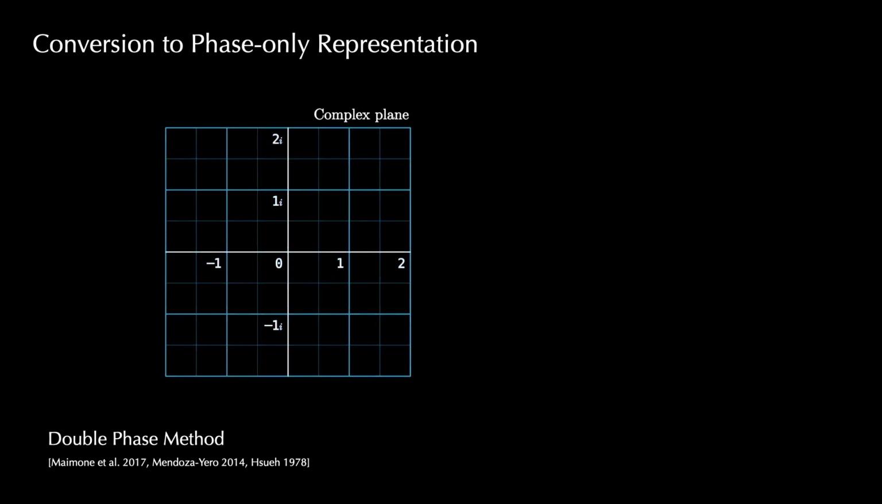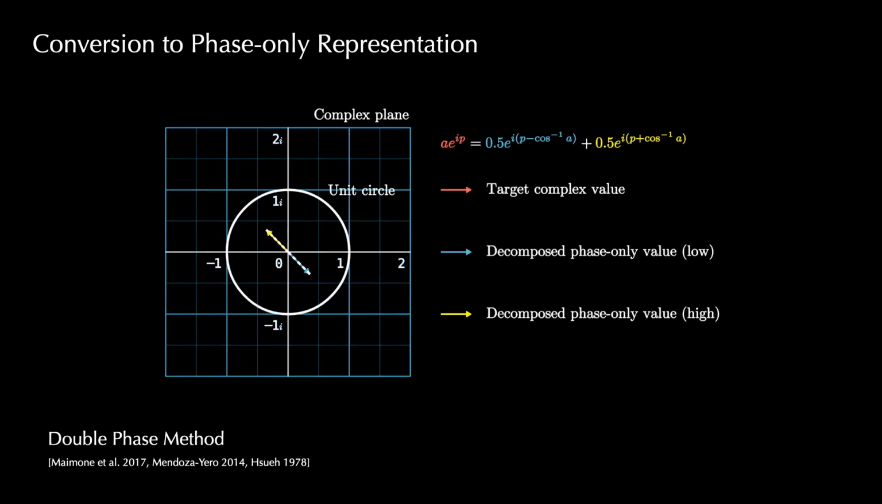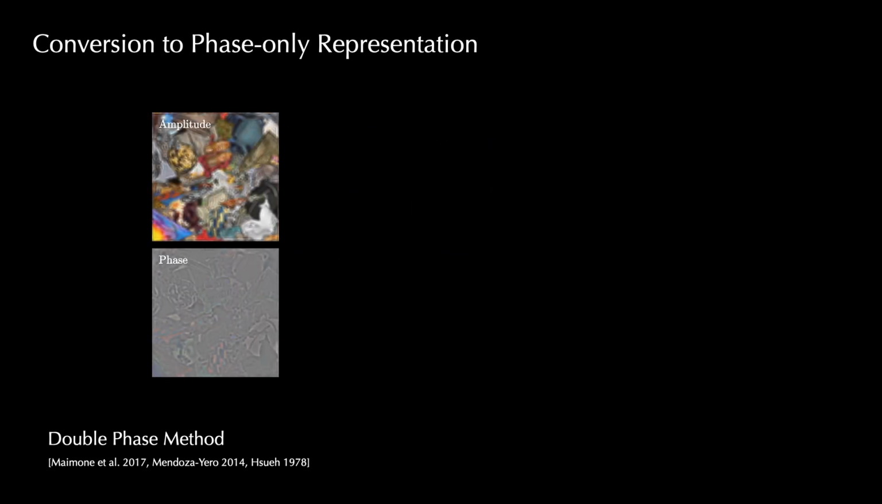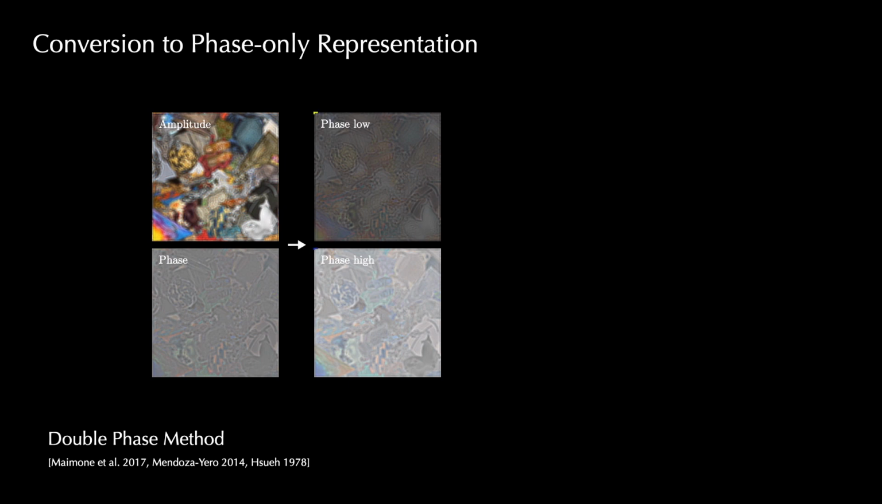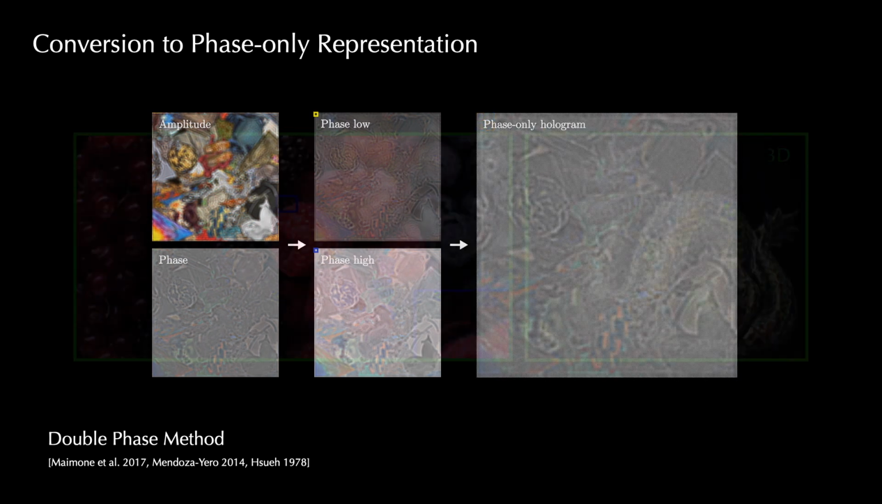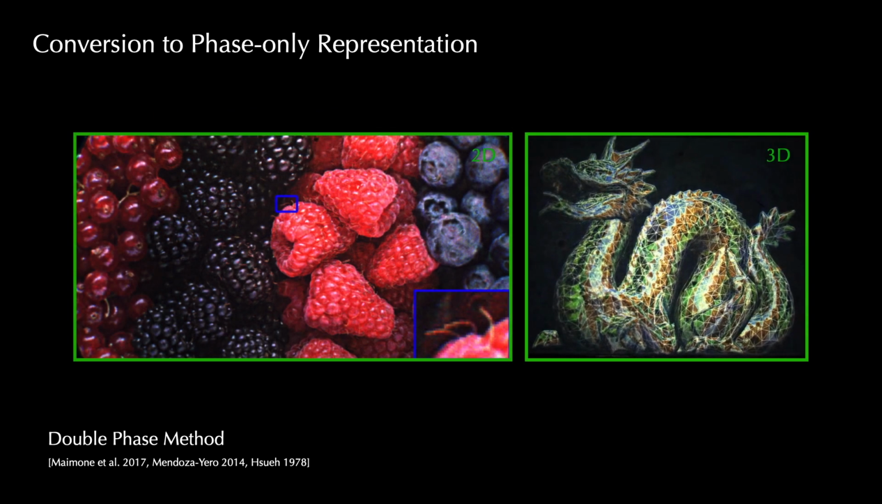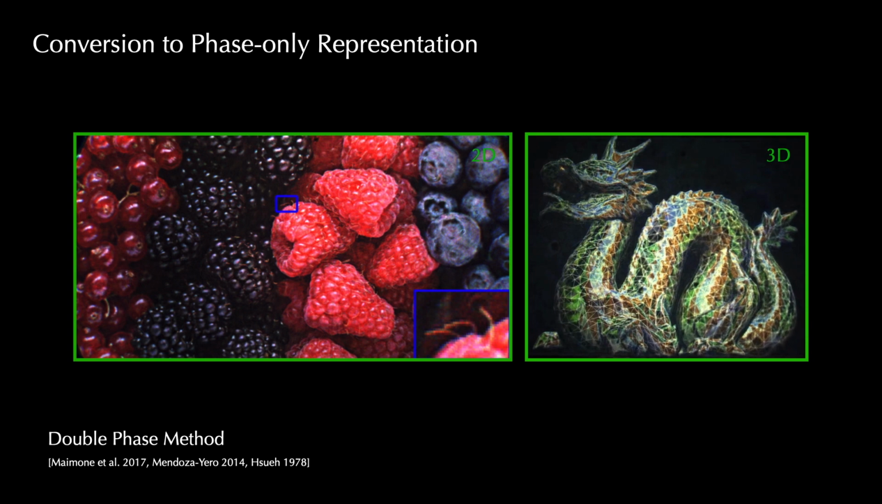Direct methods such as double phase encoding rely on the observation that any normalized complex value can be represented as the sum of two phase-only values. For a complex hologram, this method decomposes it into two phase maps and interlaces them in a checkerboard pattern to produce a phase-only representation. The double phase method is instantaneous and applicable to both 2D and 3D holograms.